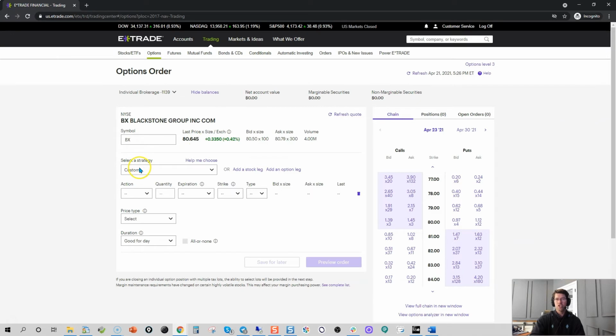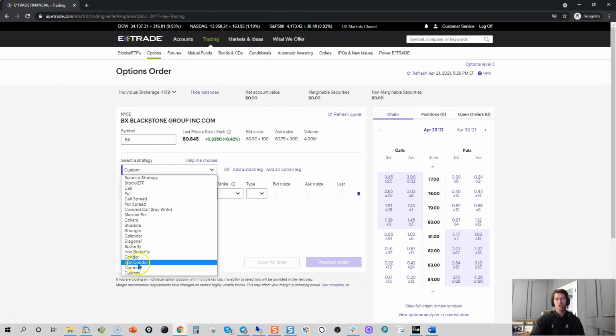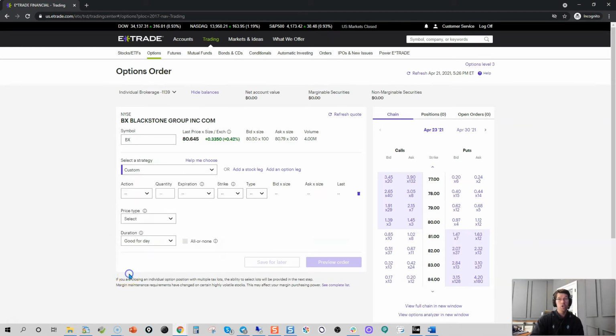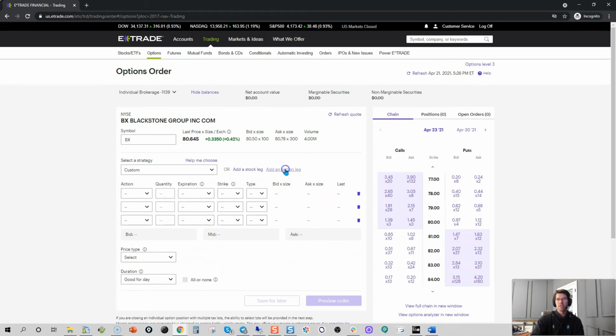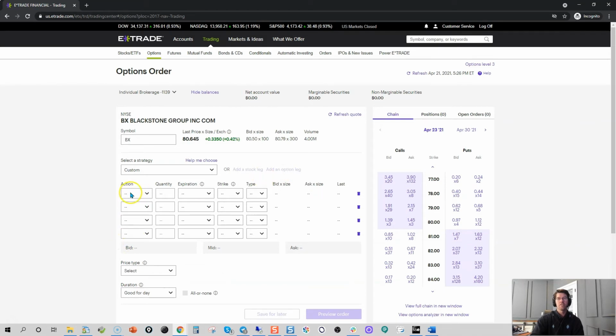Again, custom strategy. If you know what it's called, an iron condor, which should set you up for 4 option legs. You can tweak it. You're going to have 2 calls and 2 puts. You can also just do custom and add the option leg. So now we have 4 option legs. Like I said, we're going to have 2 buy trades right there. We're going to have 2 sell trades. And we're essentially going to bracket this price.